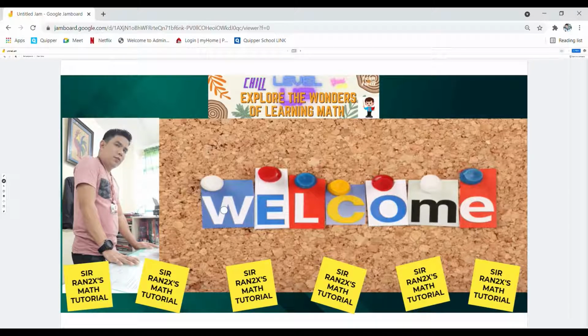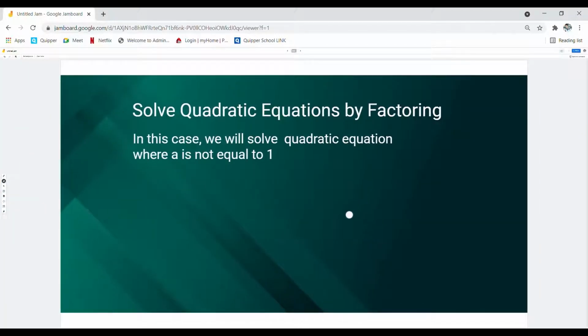Again, as I told you a while ago, this is just a continuation of the recent topics that we discussed in the previous videos. So we're still on solving quadratic equations by factoring. This is already part 3. Our objective is very simple: to solve quadratic equations by factoring. In this case, we will solve quadratic equations where a is not equal to 1.